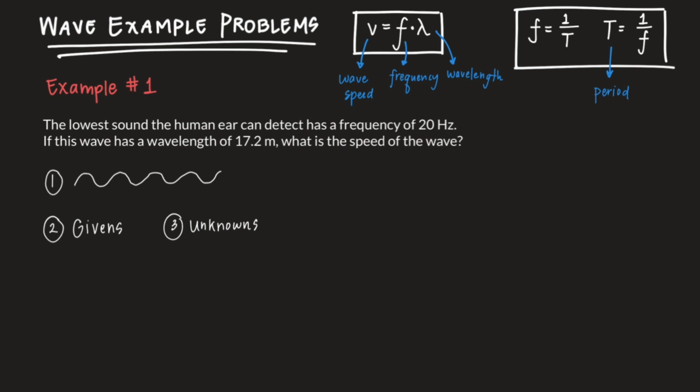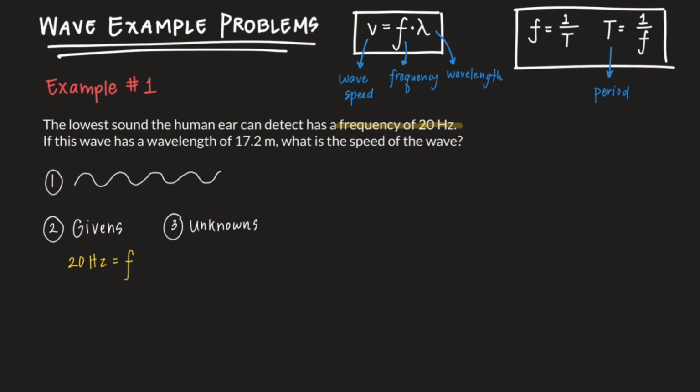Next up, we want to write our givens and unknowns. So if we read the problem, it says the human ear can detect a frequency of 20 hertz. So that's one of our givens, that's one of our numbers with a unit. So we're going to write down 20 hertz. And what is that given telling us? Well, it's telling us the frequency, right? Frequency is hertz, so that 20 hertz is our frequency.